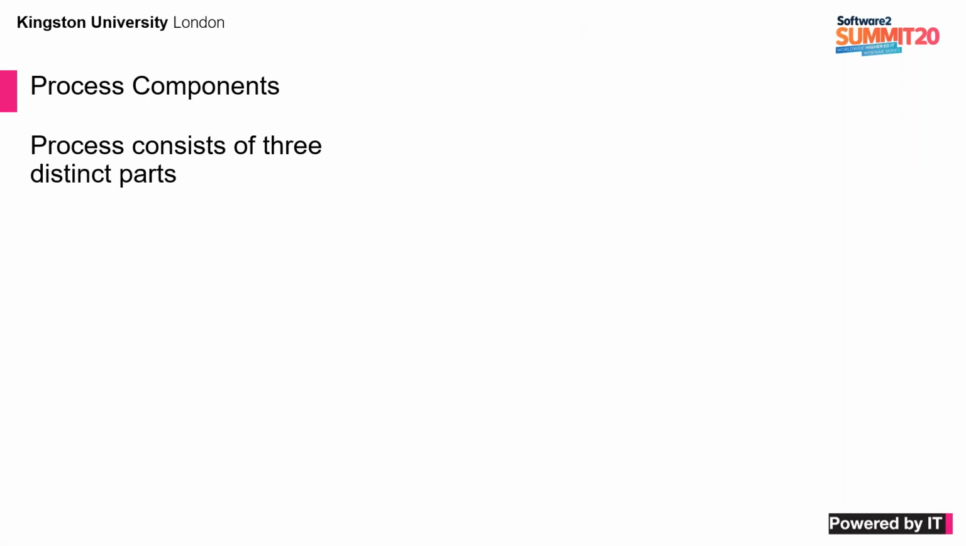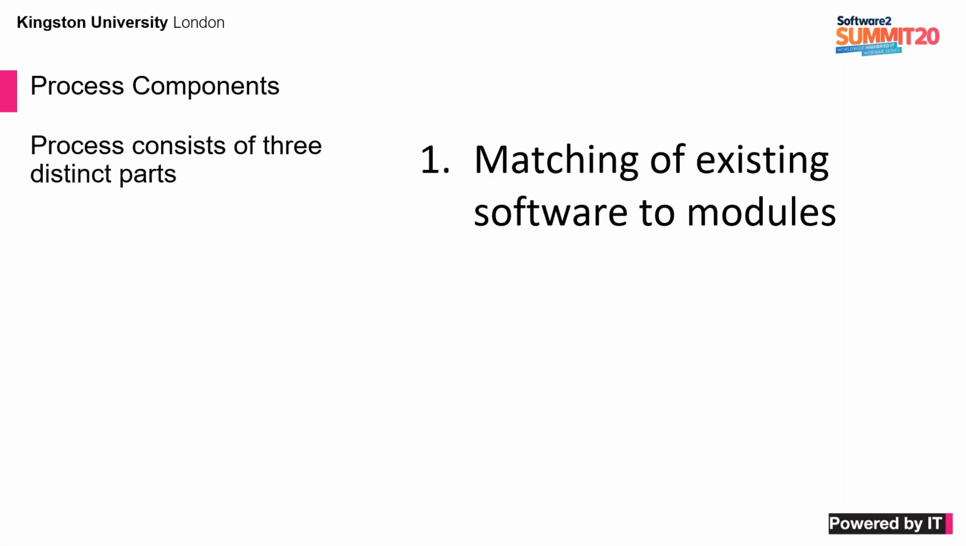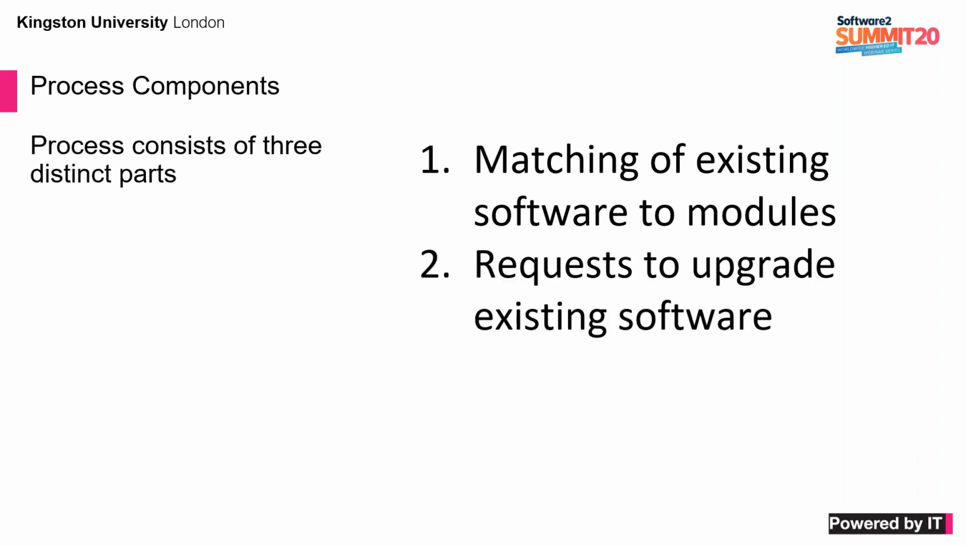So how is this process made up? It's made up of a number of components, 3 distinct parts. The first is how we match titles from our existing software catalog to modules. So module X uses Photoshop, it uses Premiere, for example. Second, how we take requests to upgrade existing software. So I would like to upgrade AutoCAD 2019 to AutoCAD 2020.